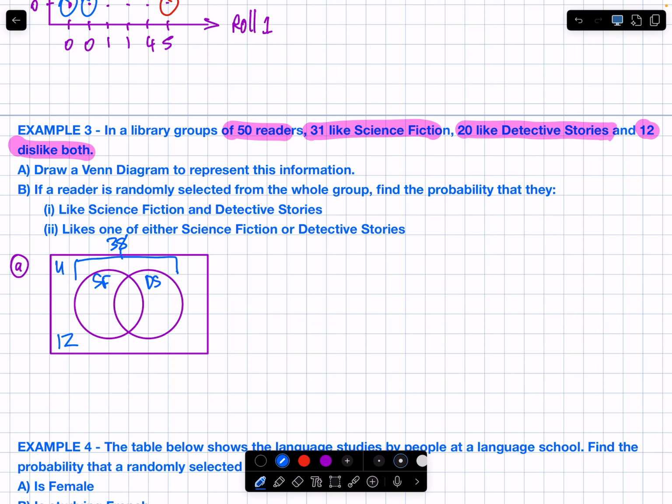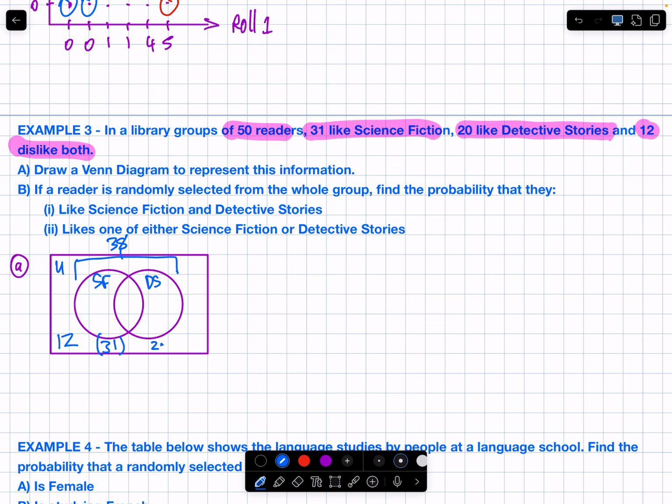Okay? And then the way I personally do this, there's some people, especially because I teach Ignite, some people just get the answer straight away. I'm not like that. I do working out. I don't get to the answer straight away. So the way I do it is I do it wrong to start off with. Okay? How many people does it say like science fiction? So I write 31 just under here. And how many people like detective stories?